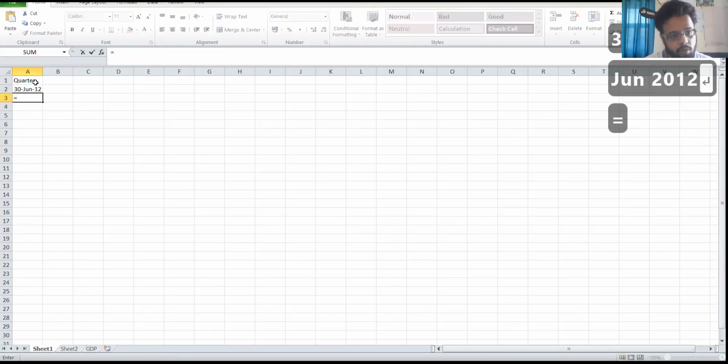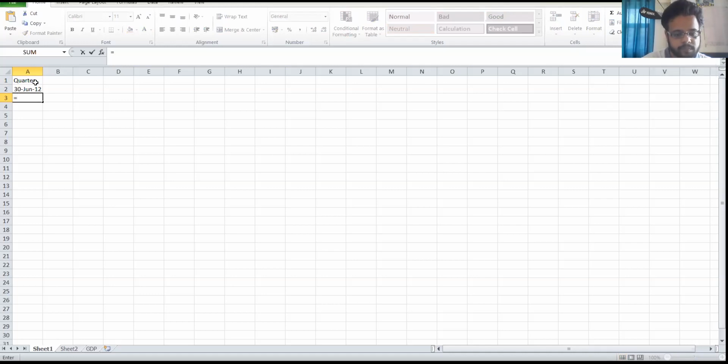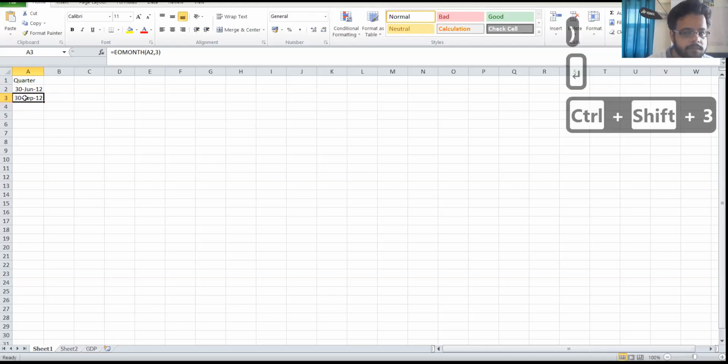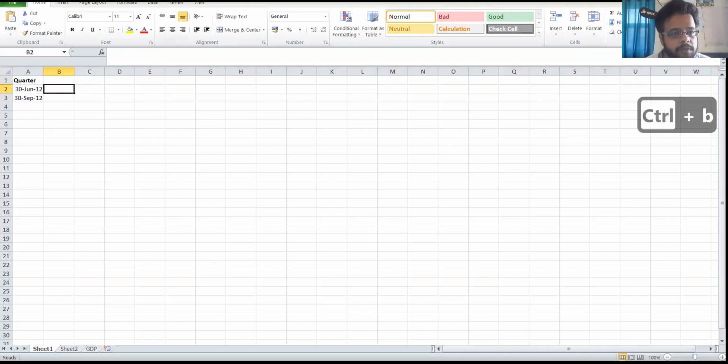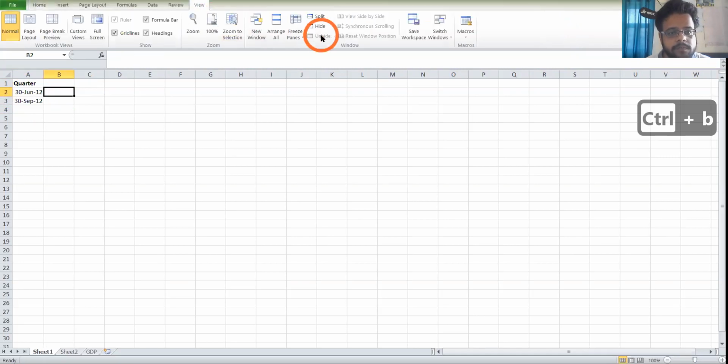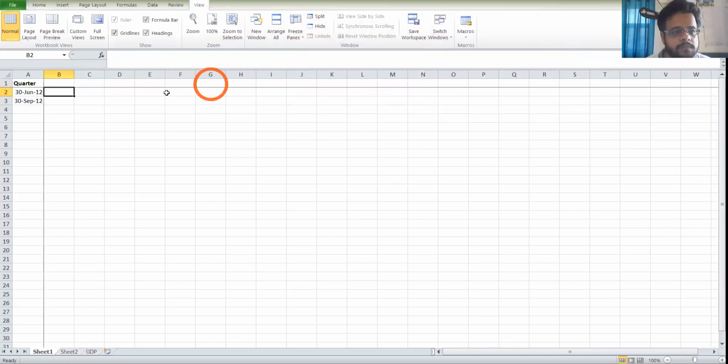And I can drag this all the way down to current times. That is, we're going to have quarterly data. So this is the end of the month and one quarter is 3 months. So we have a date format. I'm going to freeze the panes here. And we drag it down.